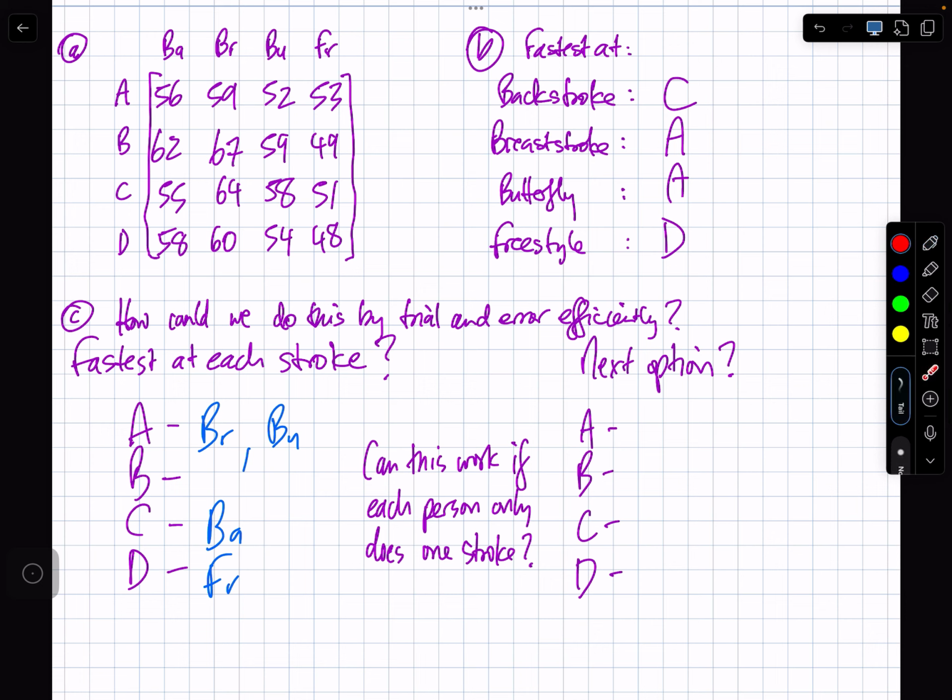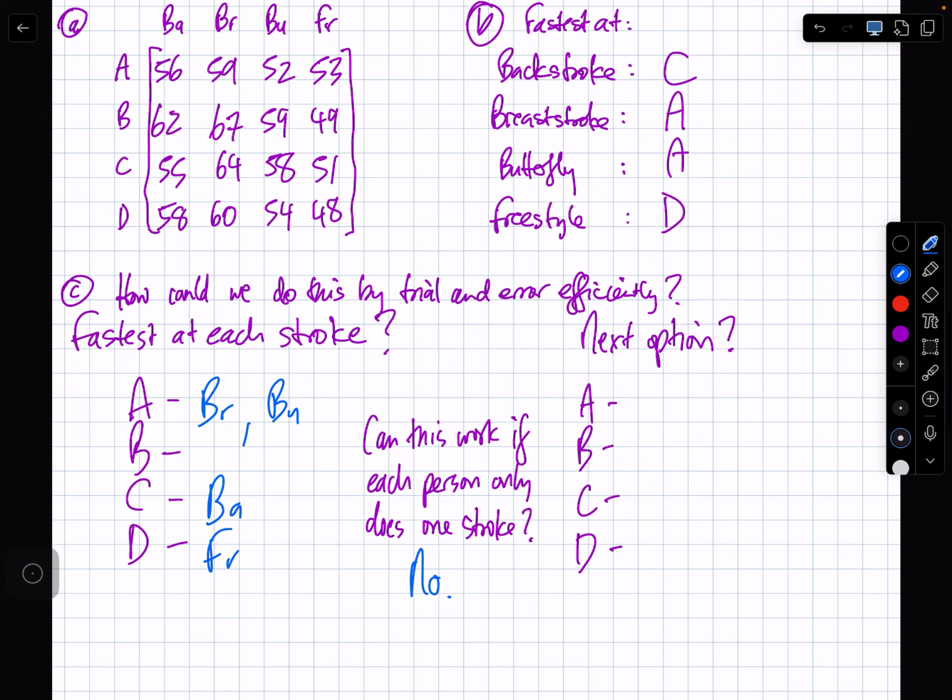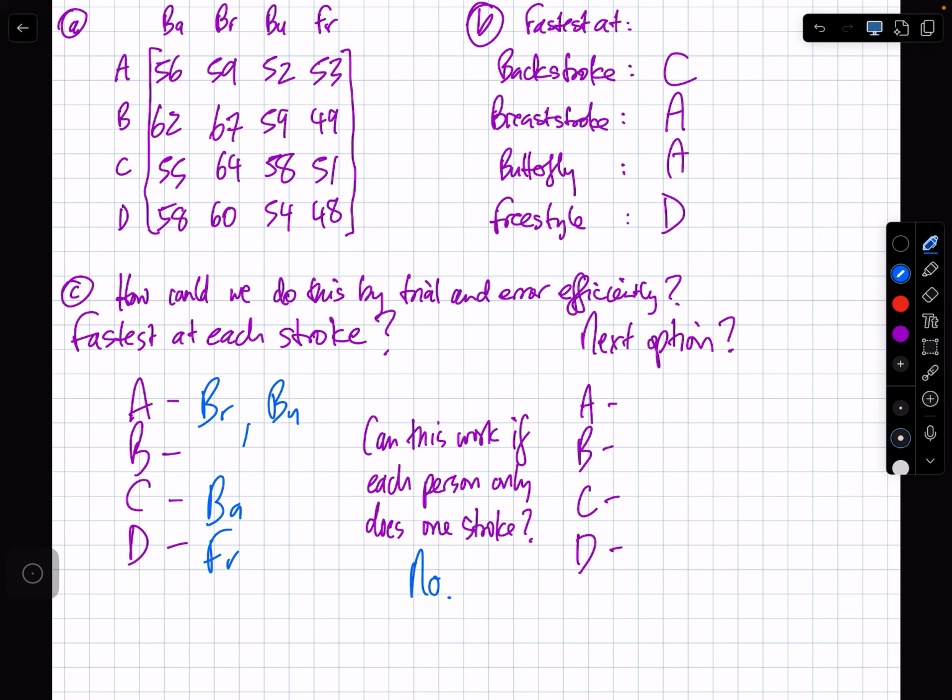So can this work? This thing that we set here, everyone doing their fastest stroke, is that going to work if each person only does one stroke? Is B doing a stroke? No. Is A doing just one stroke? No, they're doing two. So this doesn't work if each person is only doing one stroke. So let's trial and error it. Can anyone give me an assignment that's going to give me the fastest possible team?